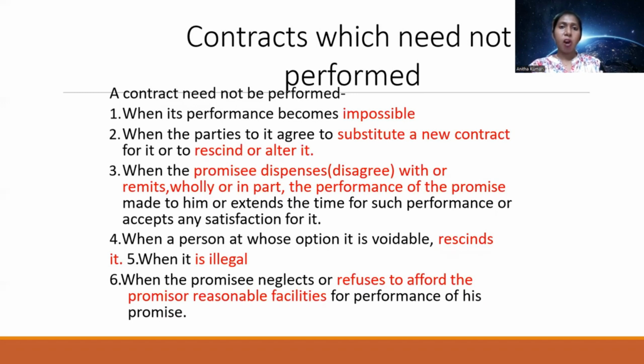The last topic, contracts which need not be performed. There are certain contracts which cannot be performed, or need not be performed. What are they? For example, when its performance becomes impossible. Even this topic we have discussed in the discharge of contract. When the contract is impossible in nature, which cannot be executed, then you can't perform the contract. For example, one magician enters a contract and asks me, give me 1 lakh, I'll give life to the dead body. Is it possible? No, it's impossible in nature.